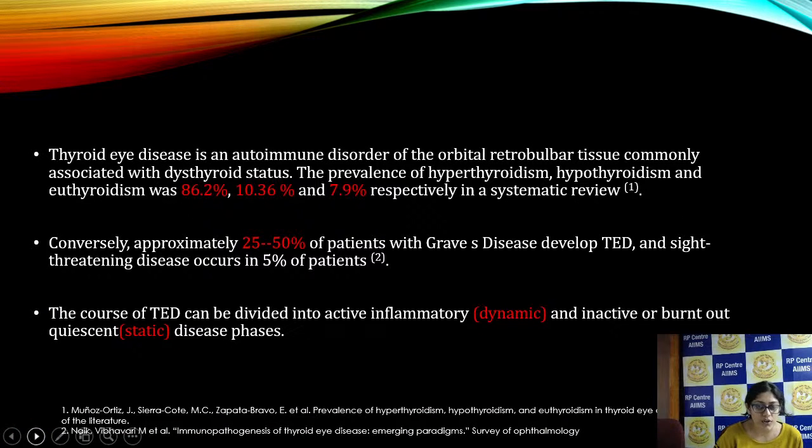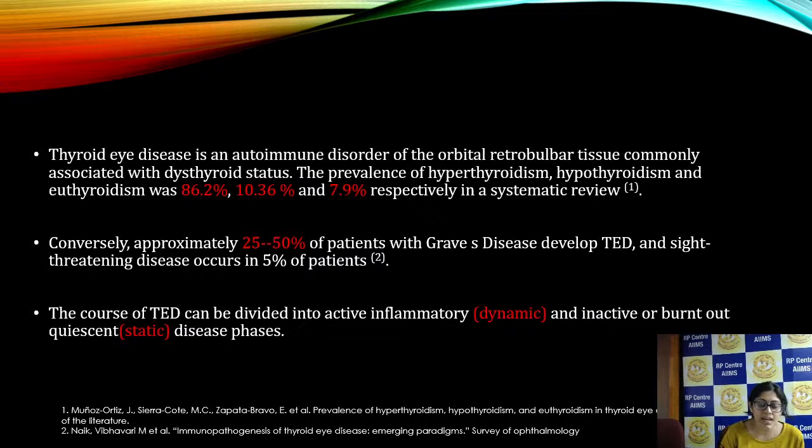Thyroid eye disease is an autoimmune disorder of the orbital retrobulbar tissues, commonly associated with a dysthyroid state. A systematic review found that about 85% of TED patients had hyperthyroidism, about 10% had hypothyroidism, and about 7% were euthyroid. Conversely, approximately 25 to 50% of patients with Graves' disease will develop thyroid eye disease, and sight-threatening disease is seen in about 5% of the patients.